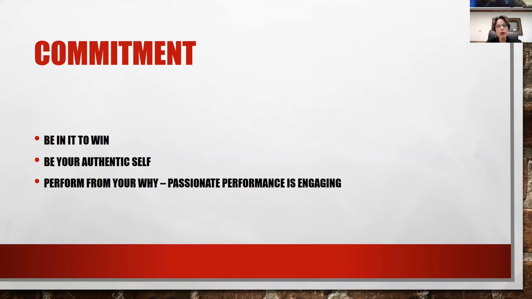So passionate performance is engaging. Passionate performance that comes from your personal why is what's going to make the auditioning committee sit up and take notice of you.